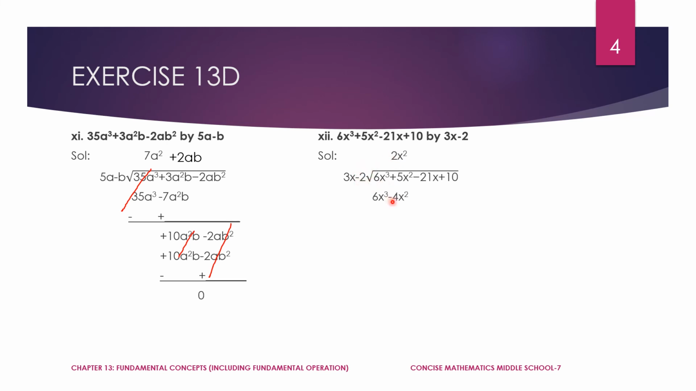2 2s are 4x square. Just change the sign and do the arithmetic operation. That is, both are having plus sign. Just put plus sign and add it. Just get this minus 21x down. And now again compare. Now just compare 3x. How to make this 3x into 9x square? So 3 3s are 9, right? So plus 3 and multiply this with x.